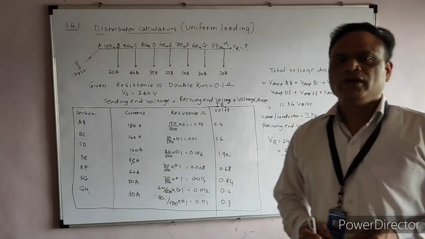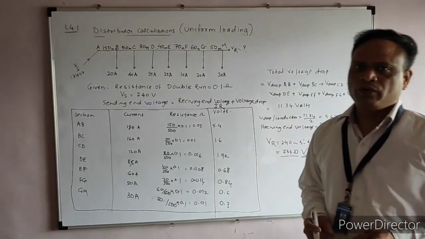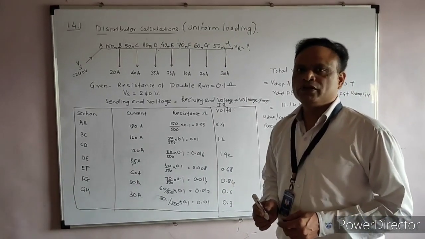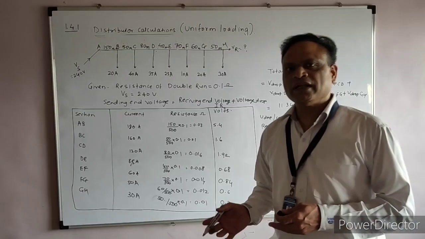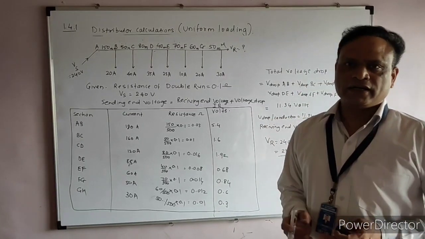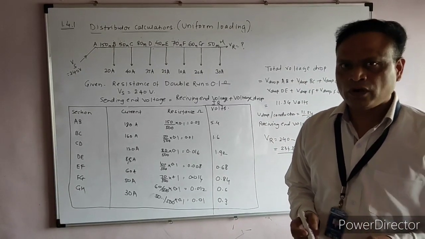In the next session, we'll see how to calculate the voltage drop across the distributor in non-uniform loading. That means we have to consider the resistances and inductances there. That is all. Thank you.